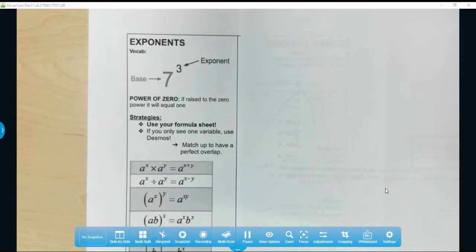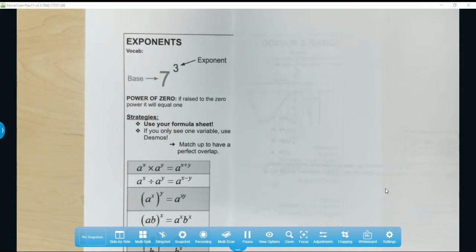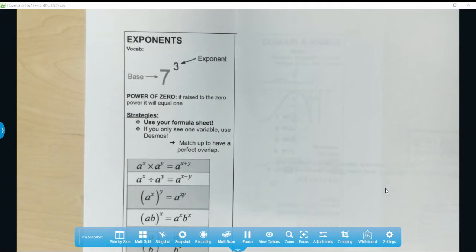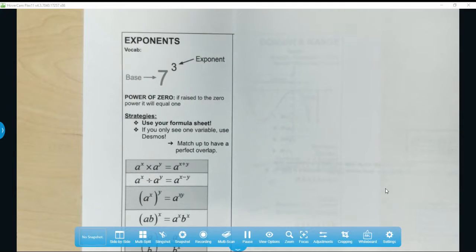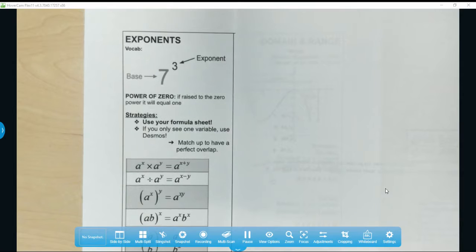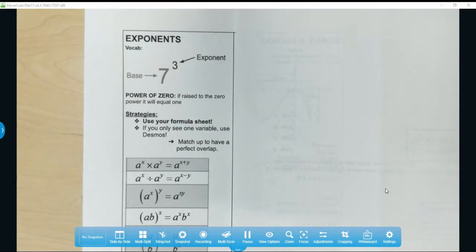Anything raised to the 0 power, that's going to be the biggest thing that you want to make sure you remember. Anything raised to the 0 power will equal 1. It doesn't matter if it's a number raised to the 0 power or a variable raised to the 0 power, it's going to equal 1.